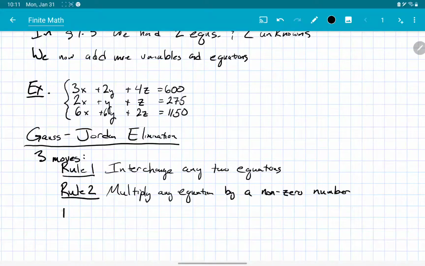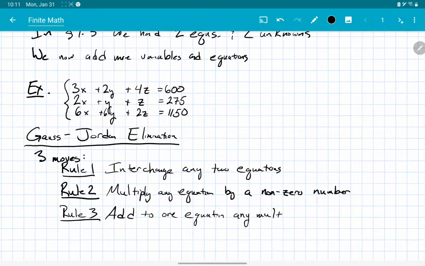And Rule 3 is you may add to one equation any multiple of another. And so any equation, you can take that equation and add a multiple of another equation. That's the most complicated rule, and that's the rule that's actually the most useful.